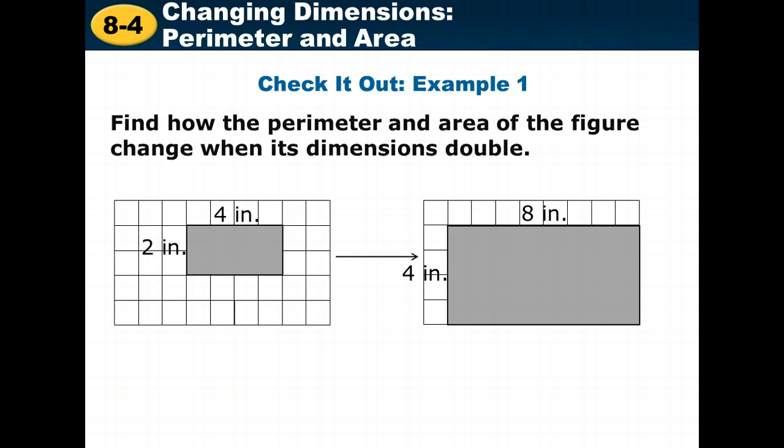So first thing we want to do is to take a look at the perimeter. Remember, perimeter is adding up all the sides. So here we can see this will be 4 plus 4, which is 8. 8 plus 2 is 10, plus 2 is 12. So here the perimeter was 12. And here the perimeter will be 8 plus 8, which is 16, plus 4, which is 20, plus 4 again, which is 24.